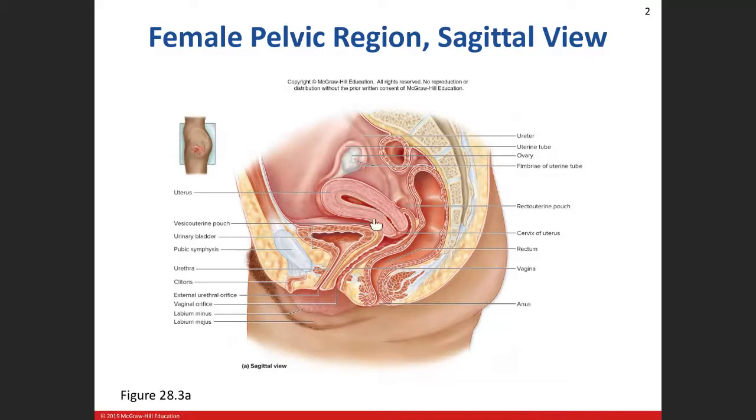Retroverted is when this whole thing flips backwards, back against the rectum there. Easy to remember, rectum is R, and retroverted is also R. But we'll see that in an older population.